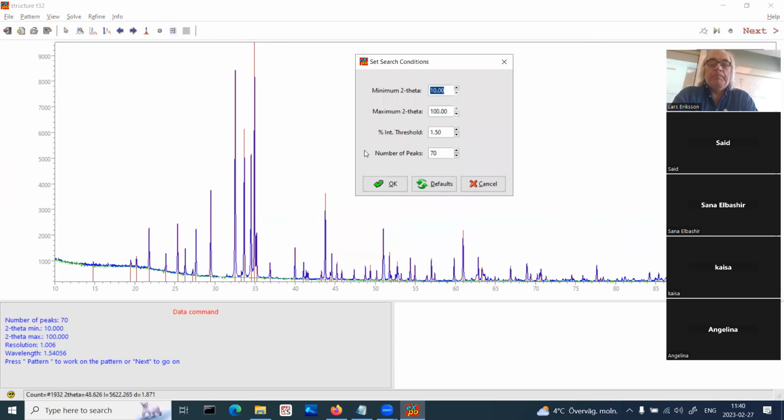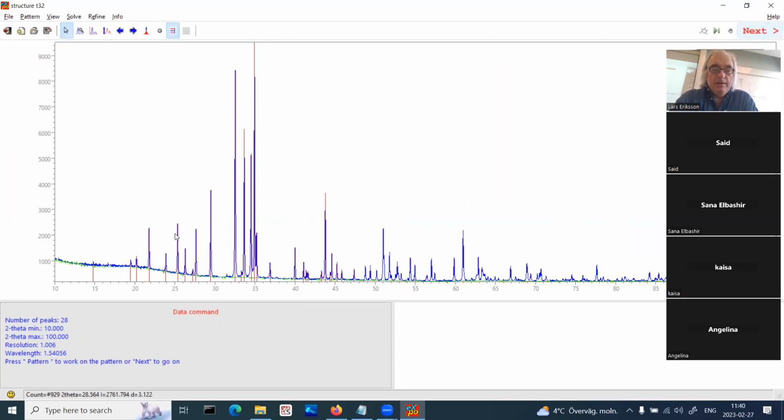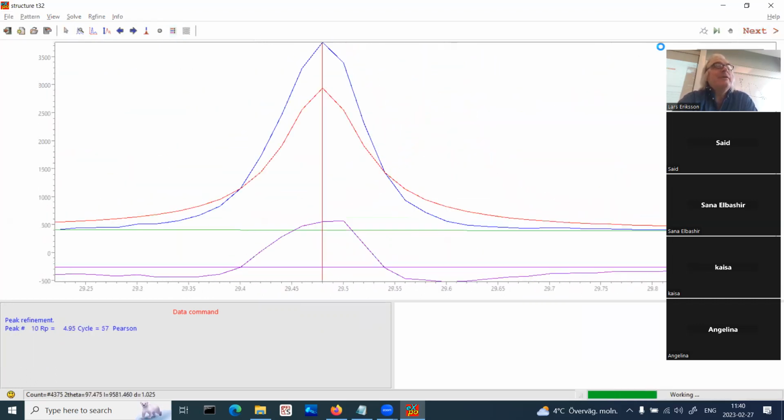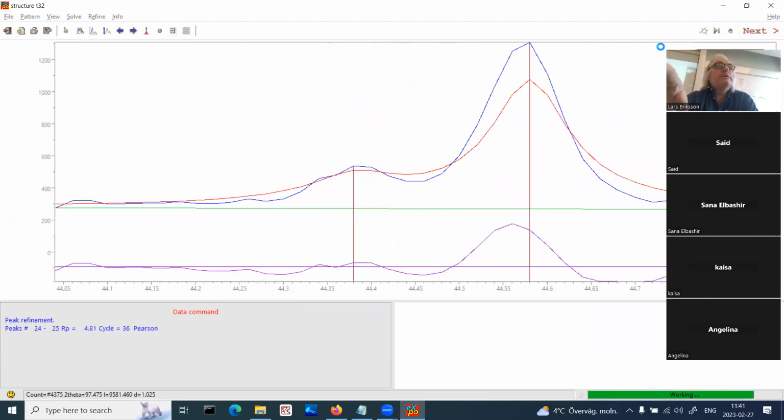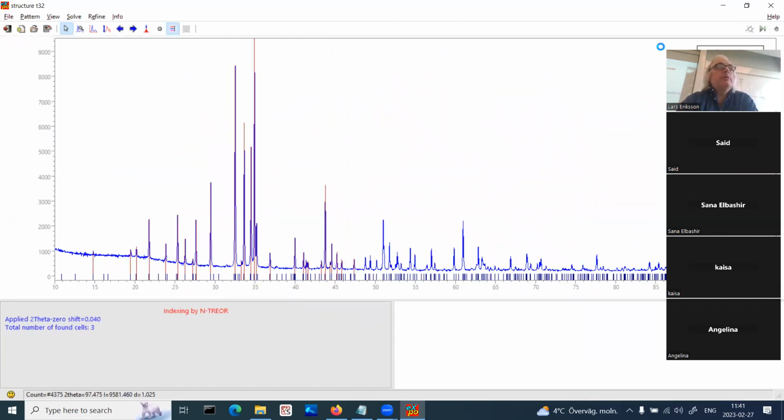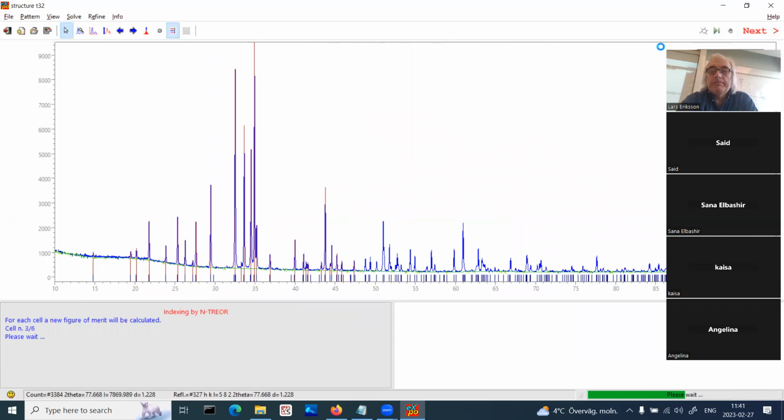So what upper limit did you use? Okay, then it's 28 peaks. Yeah, okay, and we go for index. Sometimes this next button doesn't react. Then it could be good to go back out in the large window, click, and then go back to the next button. So we'll see what happens.